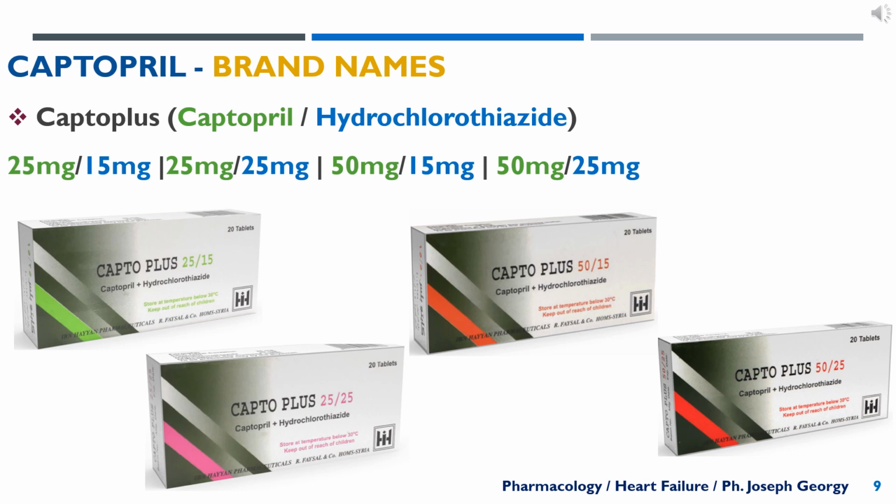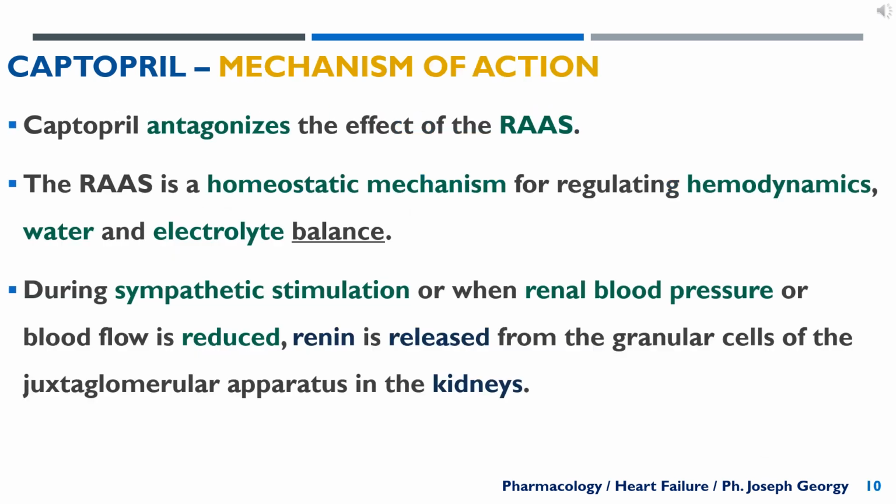We also have Captoplus, which is a combination between captopril and hydrochlorothiazide as a diuretic. The first number represents captopril and the second is for HCT. We have these 4 doses: 25 over 15, 25 over 25, 50 over 15, and 50 over 25 milligrams.